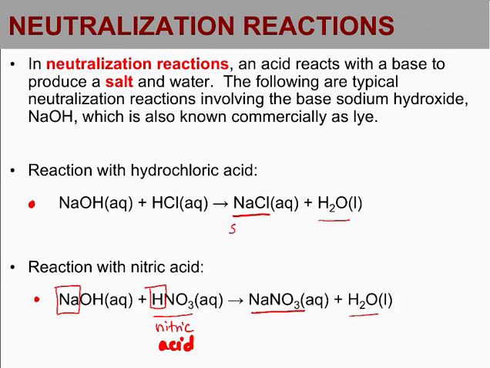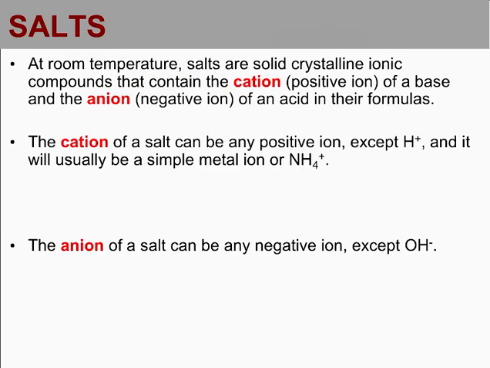All right, so in the first reaction, we produce sodium chloride. And then in the second reaction, we produce sodium nitrate. Now, both of these salts are neutral. They don't make a solution acidic or basic. They just keep the solution neutral. So let's talk about what salts actually are.